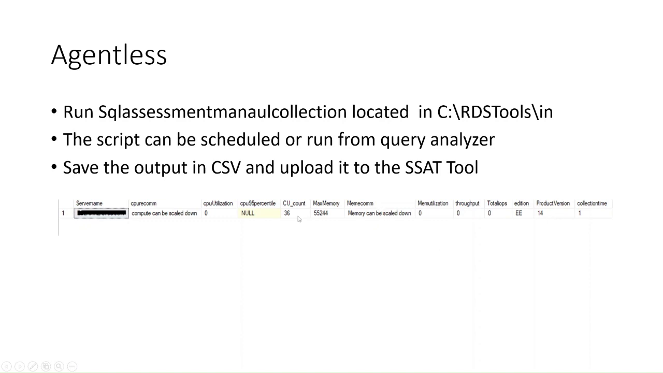If you have a third-party tool, you can definitely create a CSV exactly like this one. You don't have to worry about whether the compute can be scaled down or the memory can be scaled, as long as we have the CPU utilization and the memory utilization, throughputs, and total IOPS in this order. The tool will pick it up, understand it, and be able to give you the right instance for that workload.